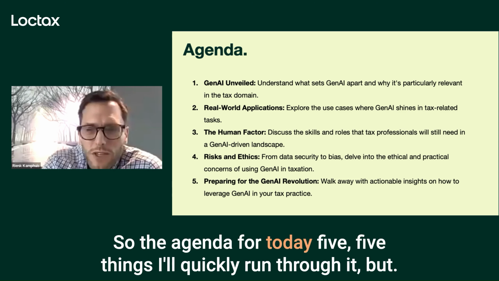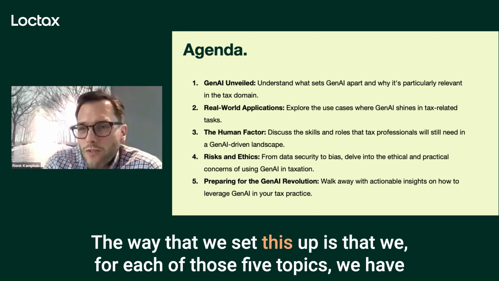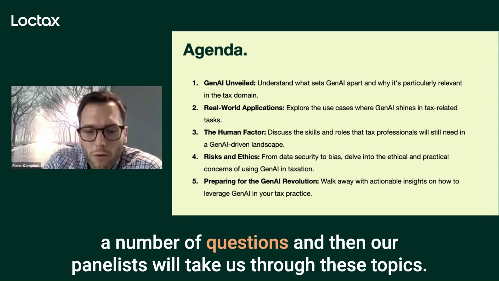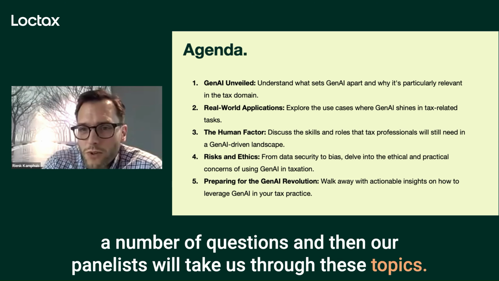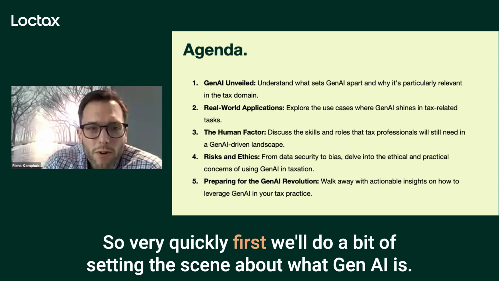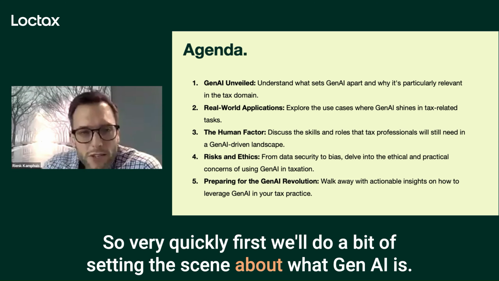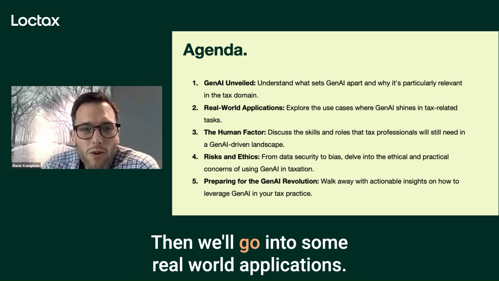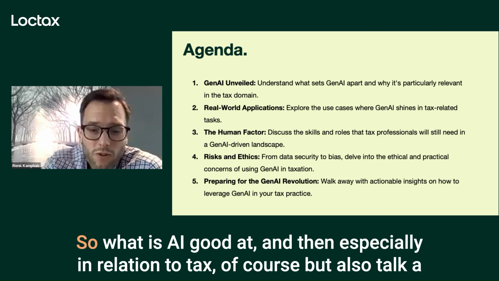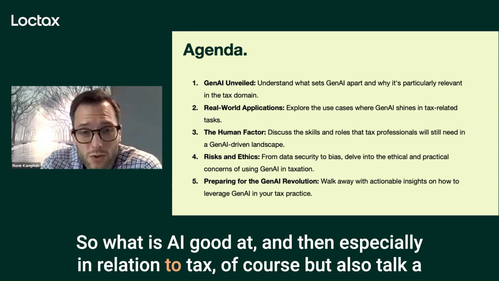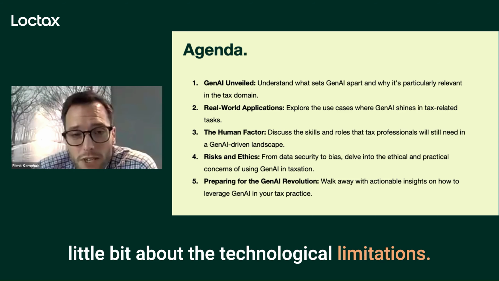So the agenda for today, five things. I'll quickly run through it, but the way that we set this up is that for each of those 5 topics, we have a number of questions, and then our panelists will take us through these topics. So very quickly, first we'll do a bit of setting the scene about what Gen AI is. Then we'll go into some real world applications. So what is AI good at? And then especially in relation to text, of course, but also talk a little bit about the technological limitations.